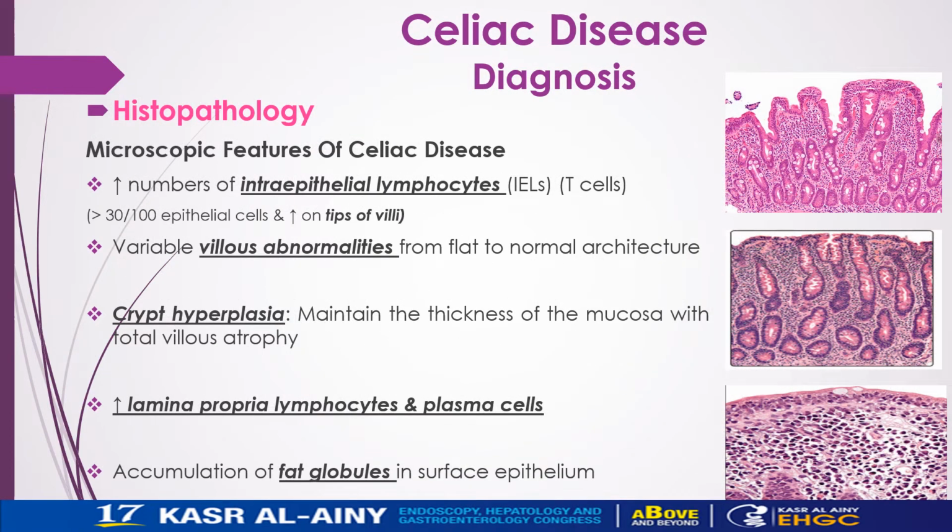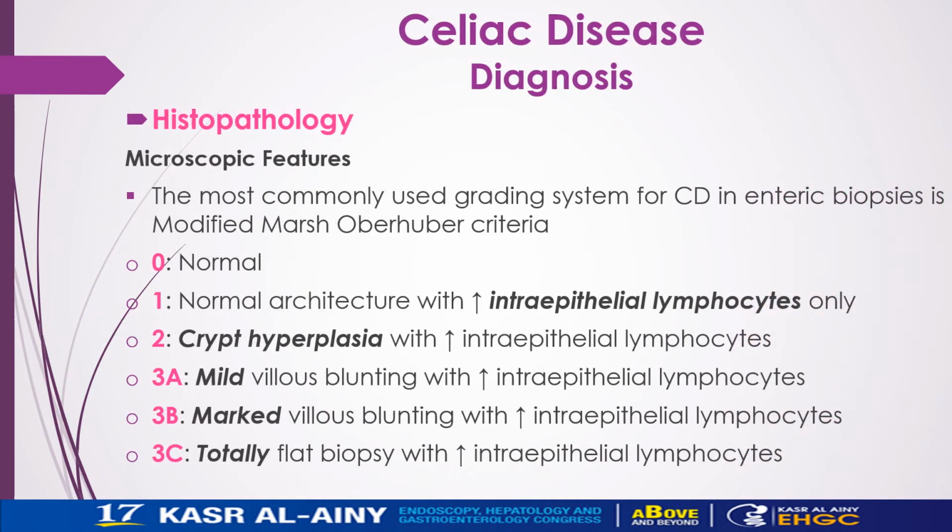Microscopic features. Increased number of intraepithelial lymphocytes, variable villus abnormalities, crypt hyperplasia, increased lamina propria lymphocytes and plasma cells, and accumulation of red globules in surface epithelium. The most commonly used grading system for celiac disease in enteric biopsies is the modified Marsh criteria.